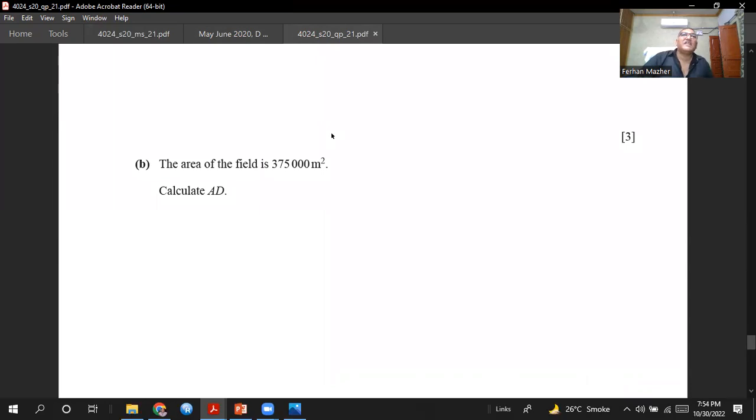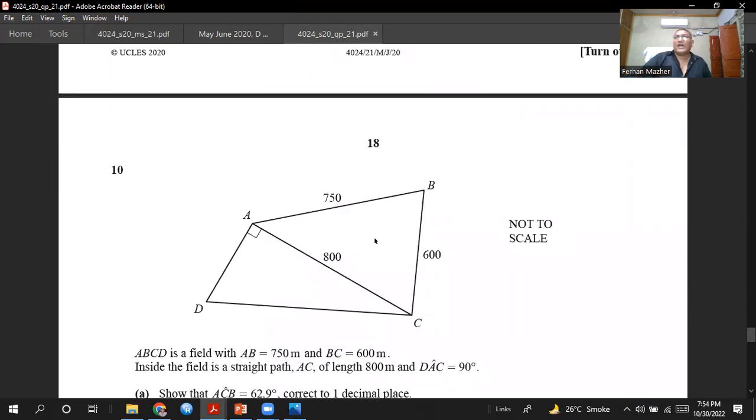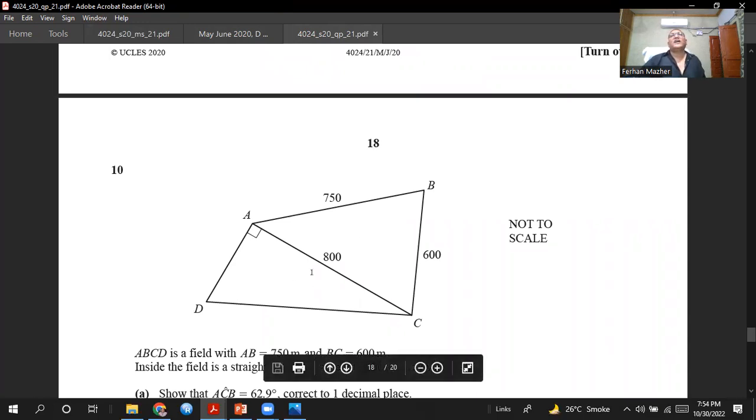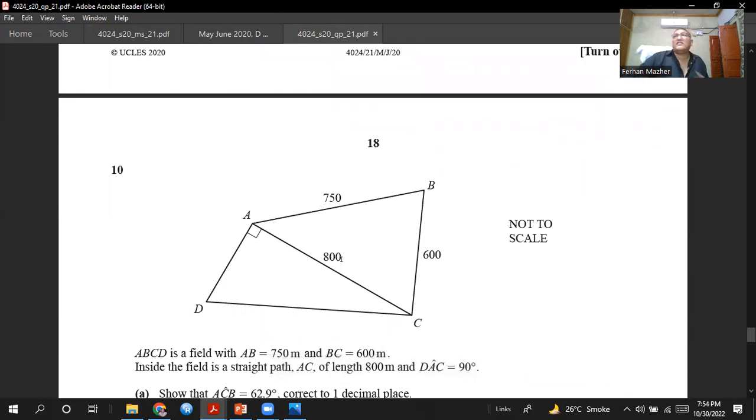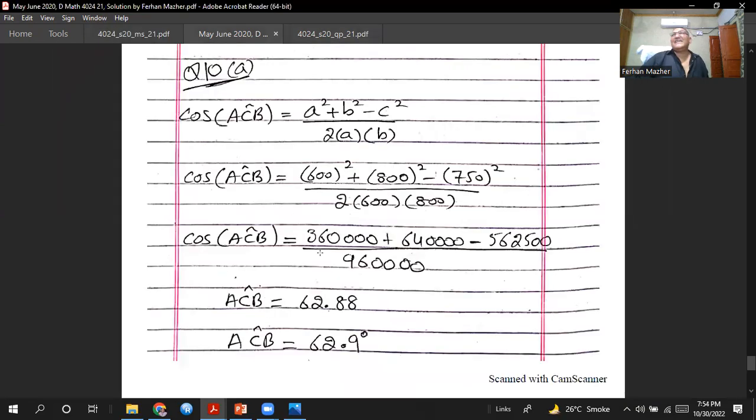He says the area of the field is 37500 meters square. Calculate AD. It's a 4-mark question. We want to find out what this is. So I will divide that field into 2 parts, this part and this part. This is a right angle triangle. Its area is 1 by 2 into the base into the height. I want to find out AD, and I know this side. The area of this triangle I can find. I know this angle. I know the two sides. The formula is 1 by 2 AB sine theta. So very easily I can find out that area.